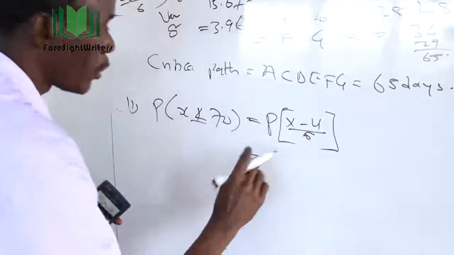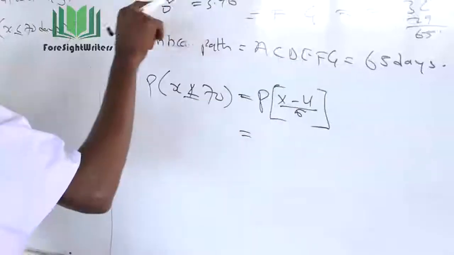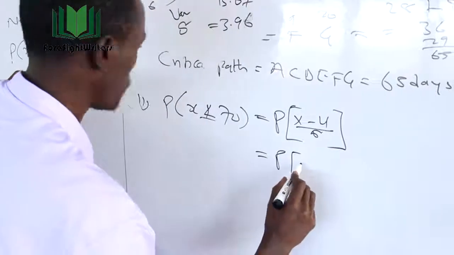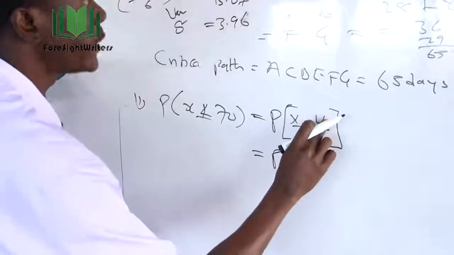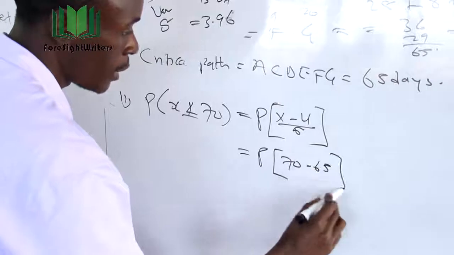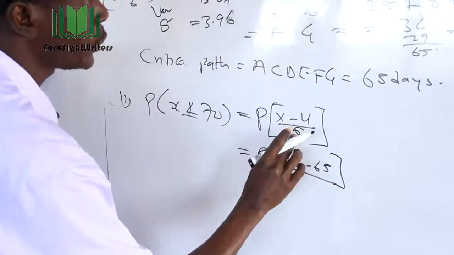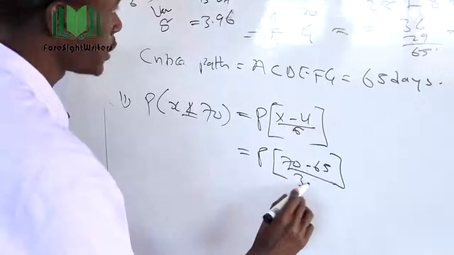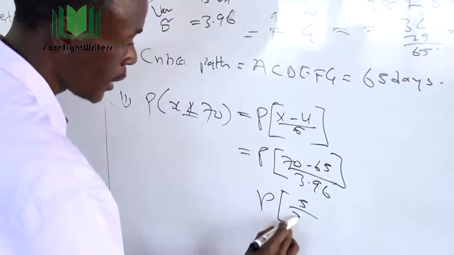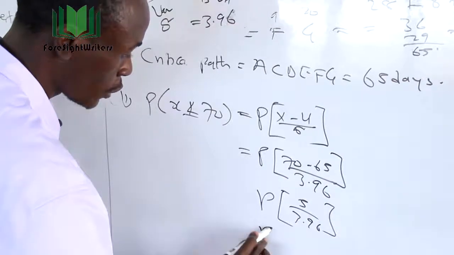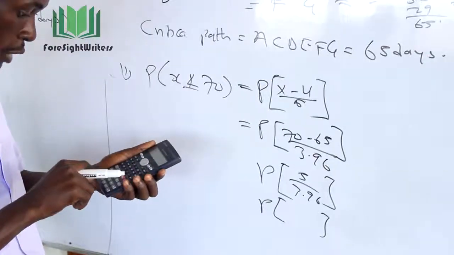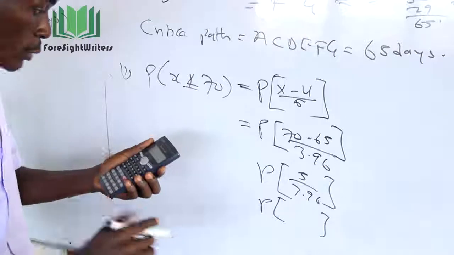Now the X value is already given, which is our 70 value. The X is provided here. So the probability is given now by 70 minus mu, and this mu is the critical path, which we have got to be 65 days, over the standard deviation, which we have already calculated to be 3.96. So this is 5 divided by 3.96.